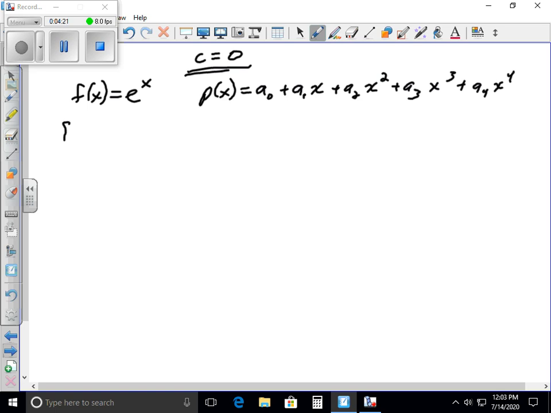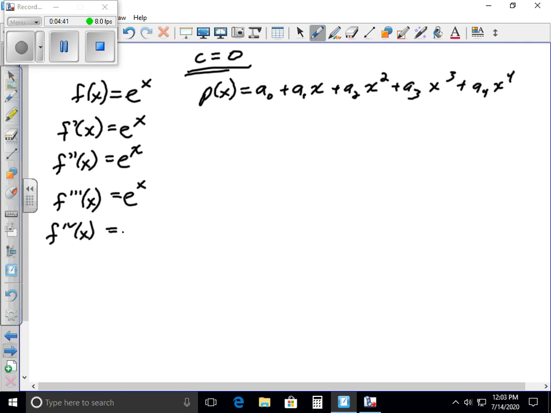So we need our first derivative, which happens also to be e to the x. Our second derivative, which is e to the x. Our third derivative, which is e to the x, and our fourth derivative. Now, this is the reason we started with this one, because our first derivative, second derivative, third derivative, these are all simple ones to do.